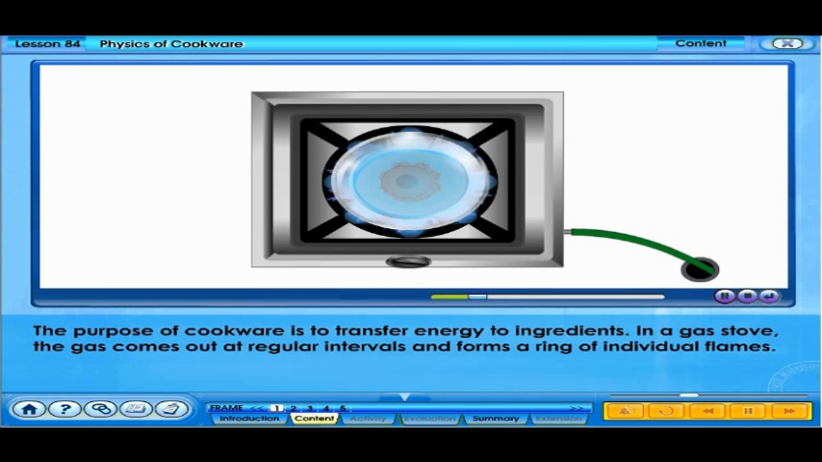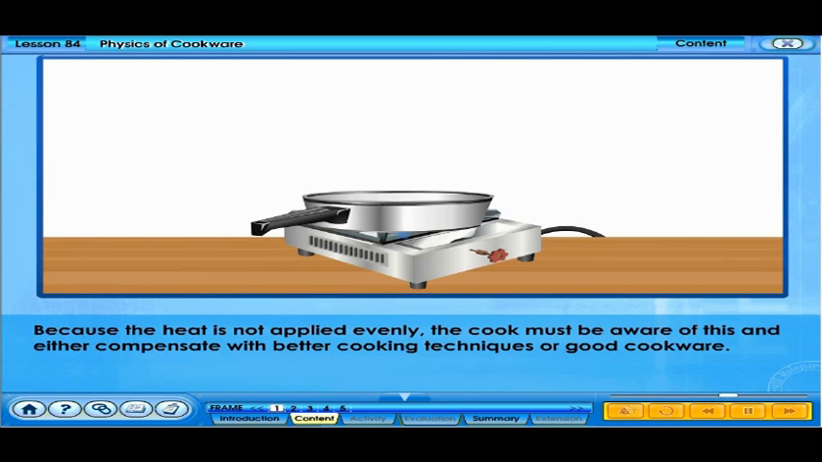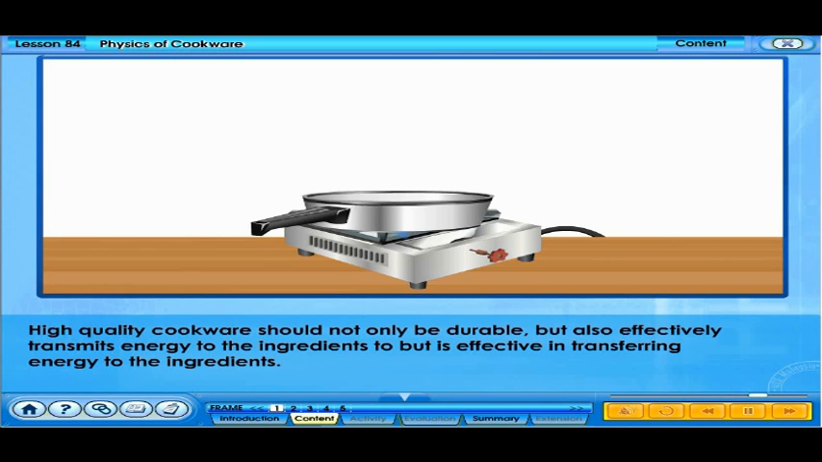The purpose of cookware is to transfer energy to ingredients. In a gas stove, the gas comes out at regular intervals and forms a ring of individual flames. Because the heat is not applied evenly, the cook must be aware of this and either compensate with better cooking techniques or good cookware. High-quality cookware should not only be durable, but is effective in transferring energy to the ingredients.